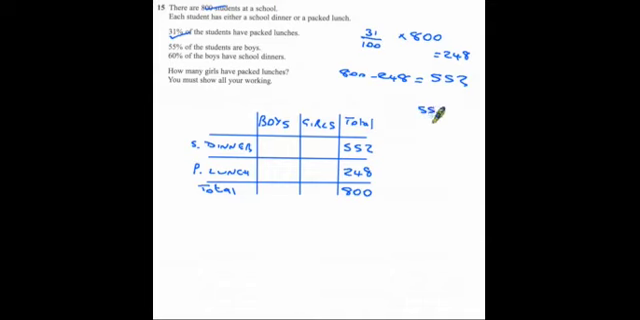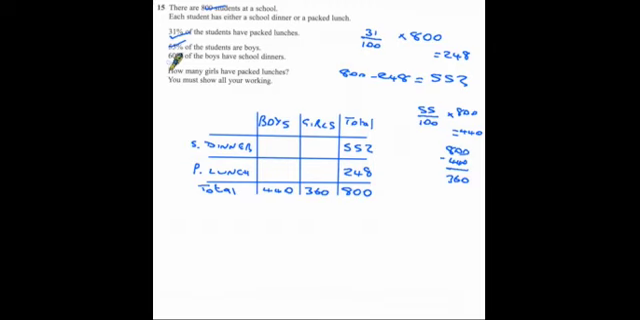So again, 55 over 100 times 800, and the total there is 440. So boys 440 in total. That goes at the bottom of the boys column. Again, if we go 800 minus 440, that will tell us that the other 360 students are girls. 360, it adds to 800 again.